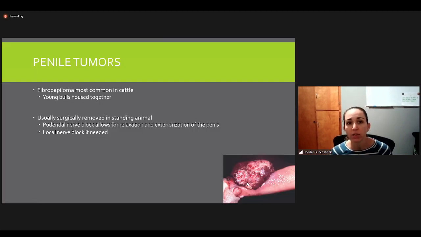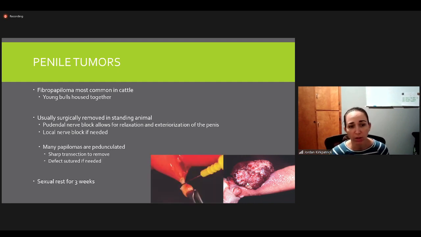Another thing they can get, especially in cattle, are penile tumors. This is where that pudendal nerve block comes in handy, so you can get them to exteriorize their penis and really evaluate it. It's common in young bulls that are housed together. Most of the time it can be removed surgically in the standing animal. And again, that pudendal nerve block to relax everything out. And it can allow some anesthesia of the penis, but a lot of times you'll still just want to do a local block just to make it more comfortable for them, in case the pudendal block didn't fully anesthetize the area.